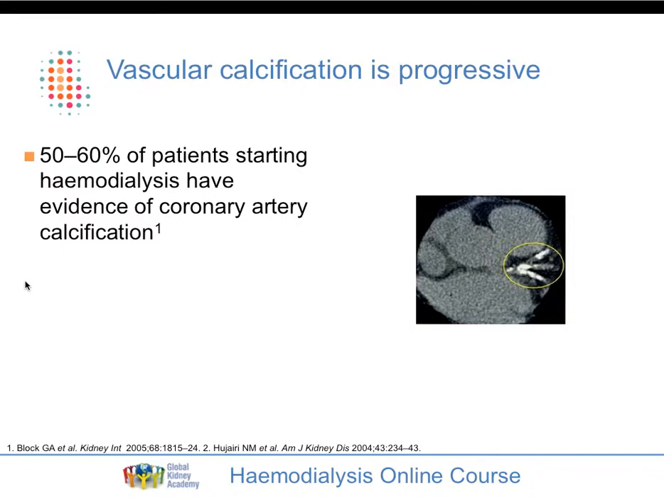And in fact, if you look at certain studies, about half of patients who start dialysis already have evidence of coronary artery calcification. So this is a non-contrast CT, just showing the calcified coronary arteries, and that's progressive. So as you continue on dialysis, that calcification gets worse.